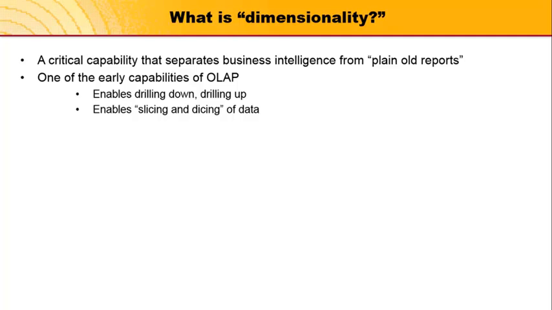That's your typical plain old report, and there are plenty of smaller scale versions of that that have shown up for years and still do show up on people's computer screens. But if we want to talk about business intelligence as opposed to plain old reports, dimensionality is one of those critical capabilities that started showing up in the earliest versions of OLAP, Online Analytical Processing. And again, you may remember that's around the 1990-91 time frame.